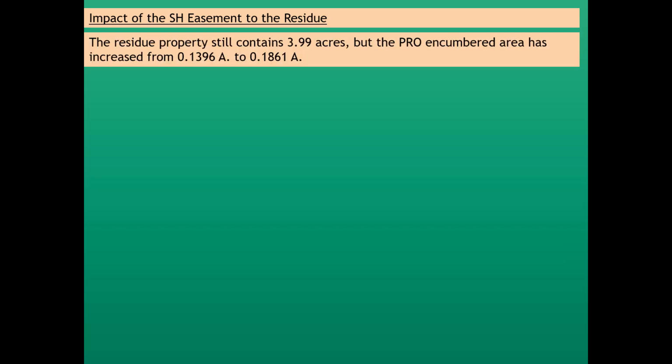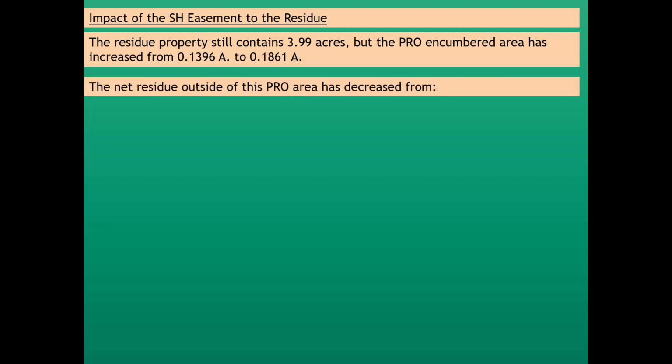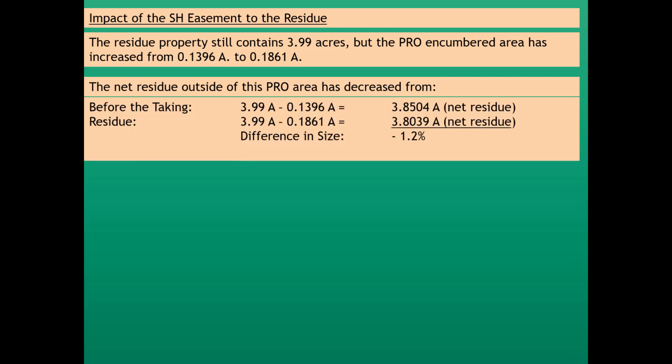The residue property still contains 3.99 acres, the same as it did before the taking, but the PRO encumbered area has increased from 0.1396 acres to 0.1861 acres. The net residue outside this PRO area has decreased. Before the taking, the net residue was 3.8504 acres, and it's been reduced to 3.8039 acres. So there's a loss of 1.2% of the usable area as a result of this 10SH taking.